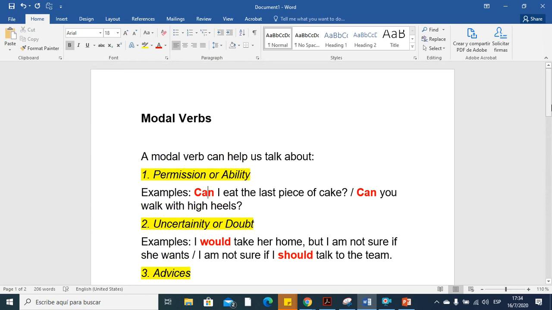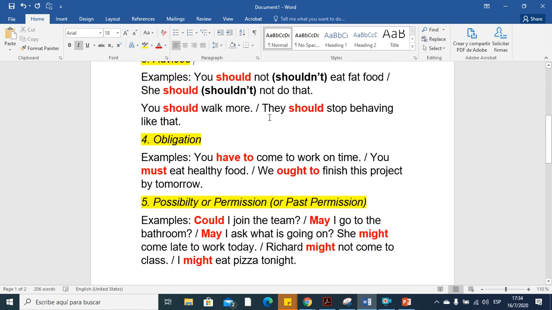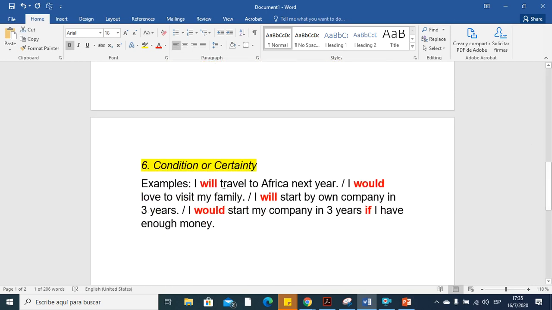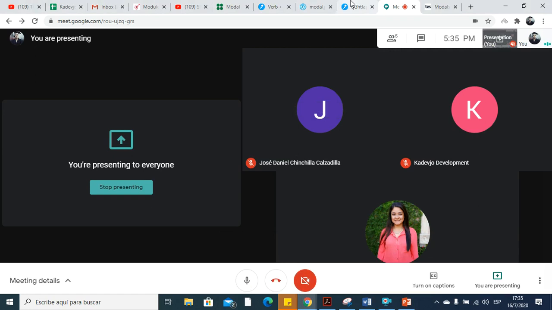If you notice, we have a lot of words. So we have can, we have would, should again, should not, have to, ought to, must, could, may, might again, will, would. And then we have the conditional if. But as I said, that's just to give you a general introduction to it. It's not like we will start with conditionals right now. We will just focus in modals.